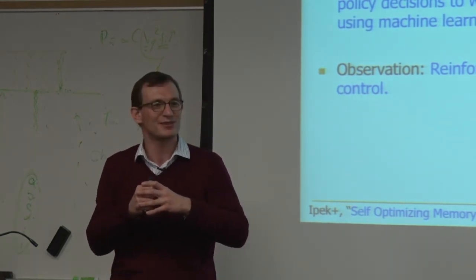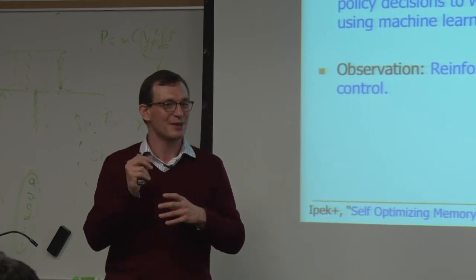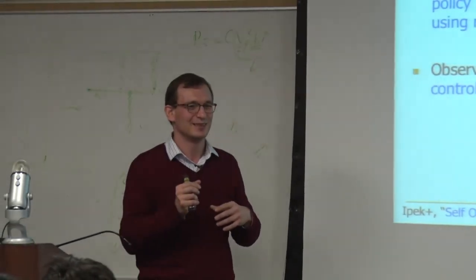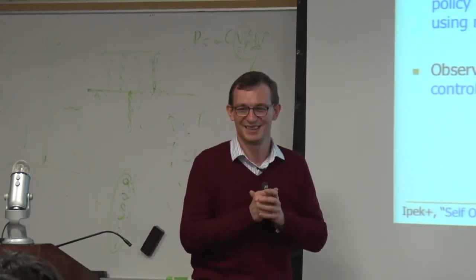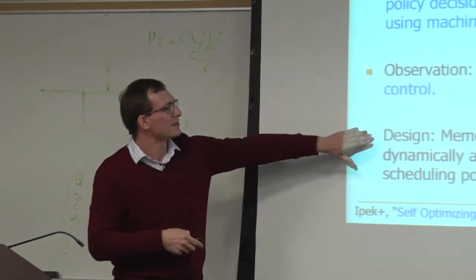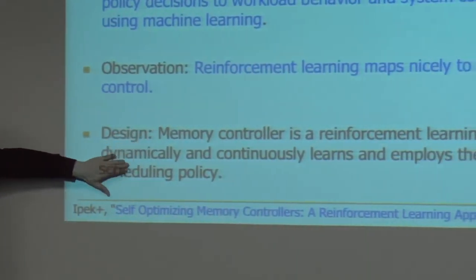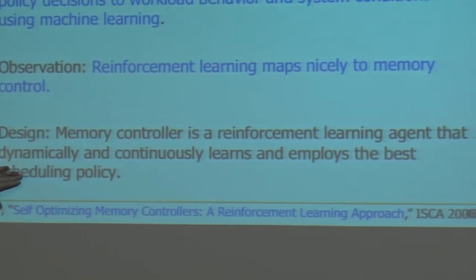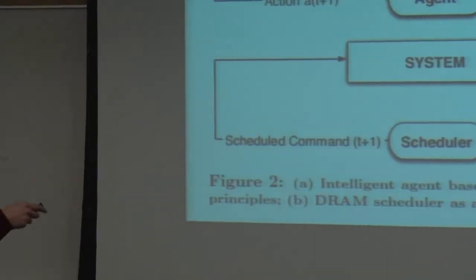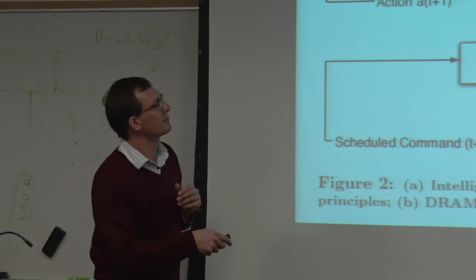Are you familiar with Pavlov's dogs? Basically, whenever the bell rings, they know that the food is coming. Right? So they become obedient. It's the same thing, basically, reinforcement learning, except it's applied to machines. So a memory controller is a reinforcement learning agent that dynamically and continuously learns and employs the best scheduling policy. And it turns out this problem maps well to the memory controller.